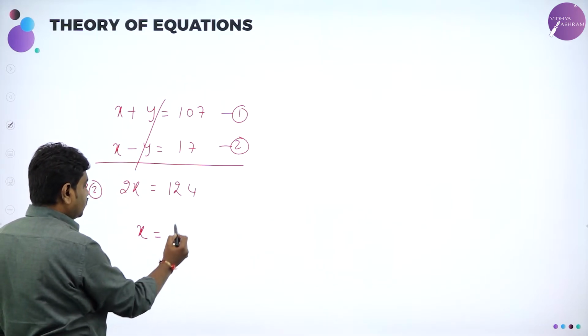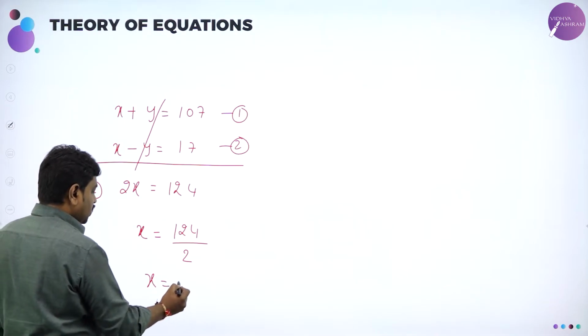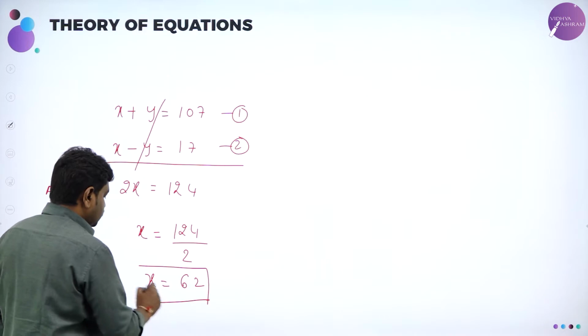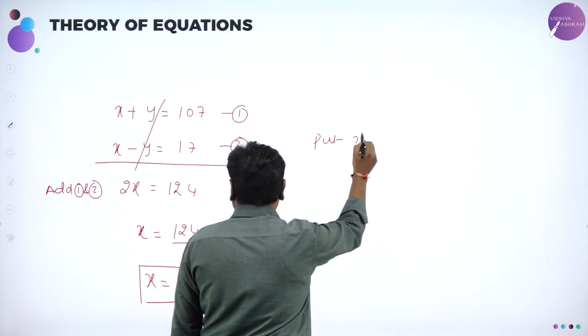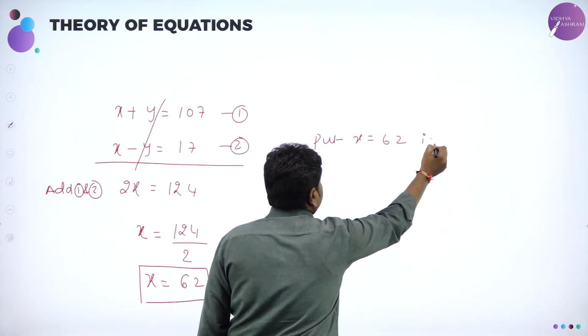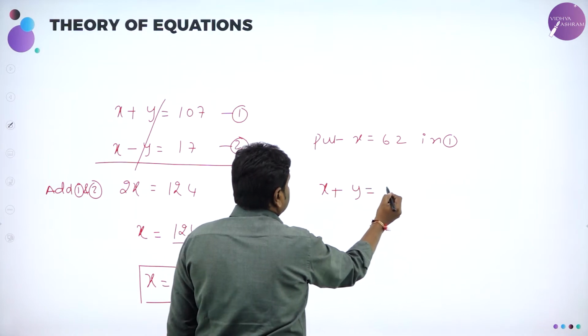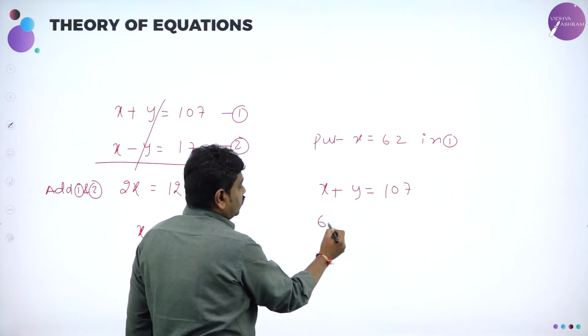So now we need x. It is 124 divided by 2; the 2 comes to this side. So x is equal to what? 2 sixes are 12, 2 twos are 4, so 62. Now we got the x value. Substitute x in equation 1, put x is equal to 62 in equation 1 or any of equation 1 or 2. I am trying with 1. x plus y is 107, and you know the x value, 62.